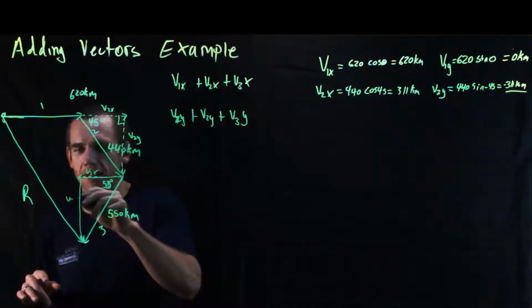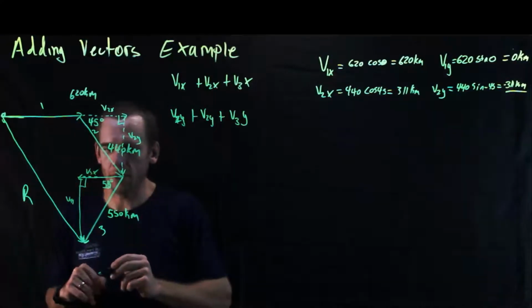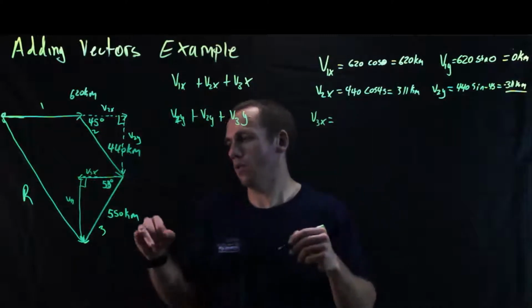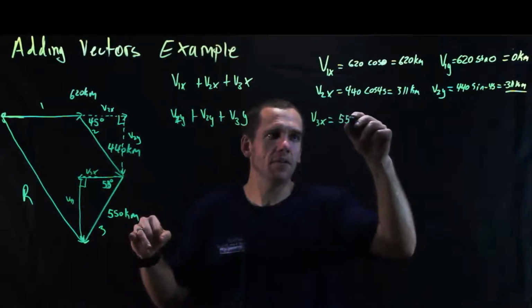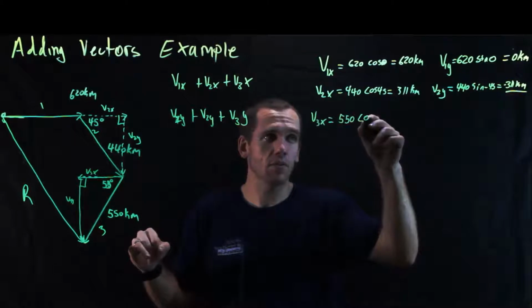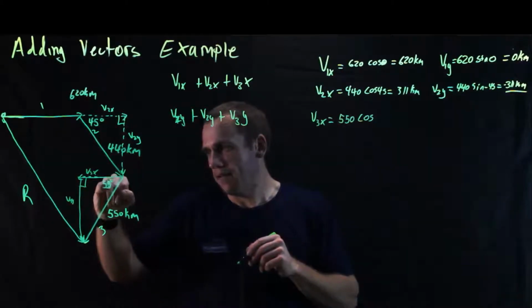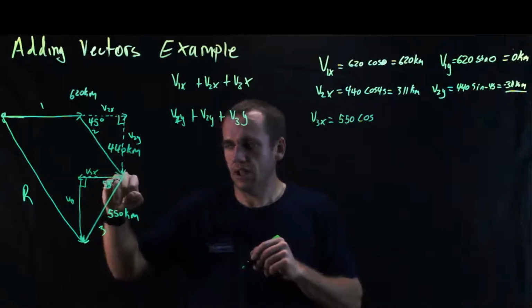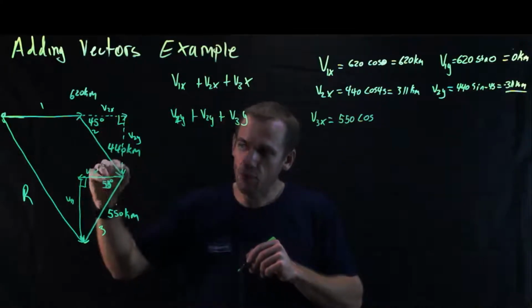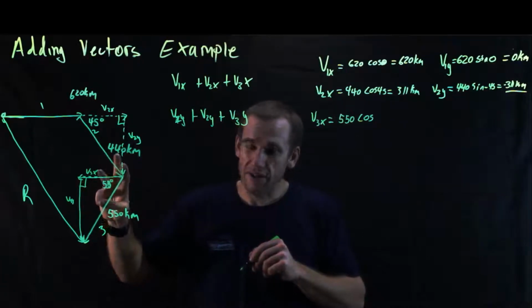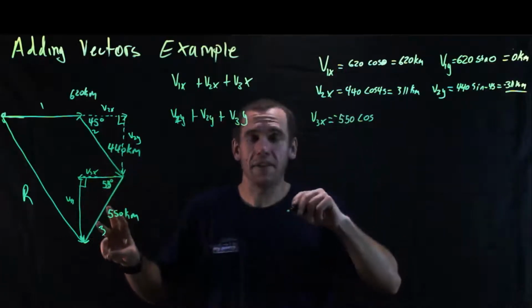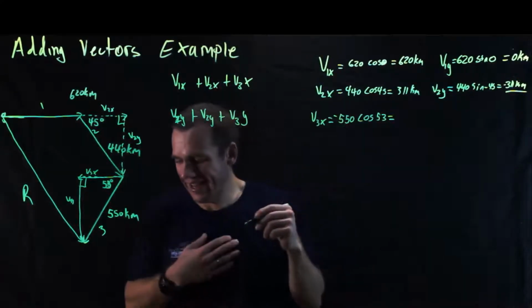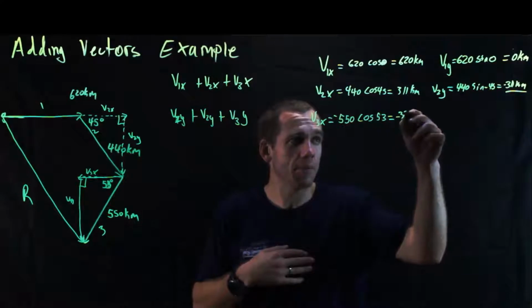We set these up to be at right angles to each other, right? And so again, V3x is going to equal 550, the hypotenuse of that triangle, times the cosine, because we're going for the adjacent side, of 53 degrees. But that 53 degrees is actually plus 180, right? We're in the third quadrant down here, and cosine's negative. So I'm going to use negative 550 cosine 53. And when I do that, I get negative 331 kilometers.